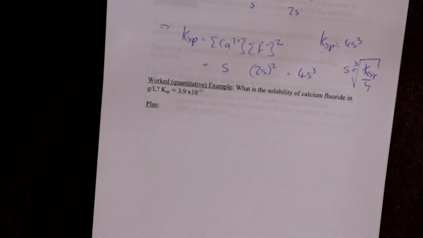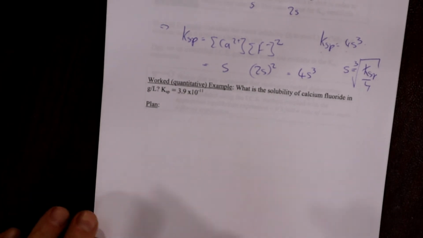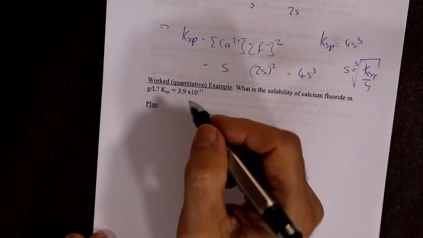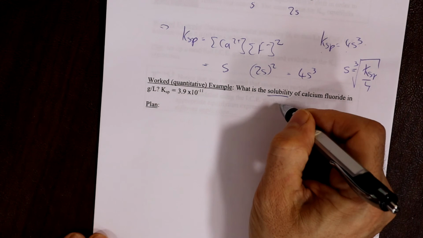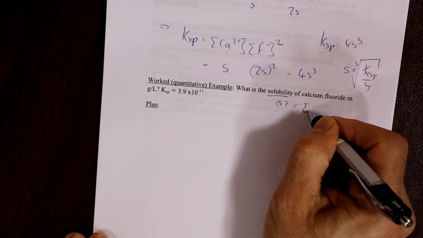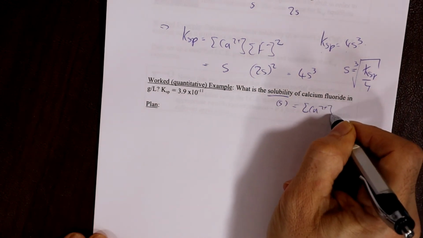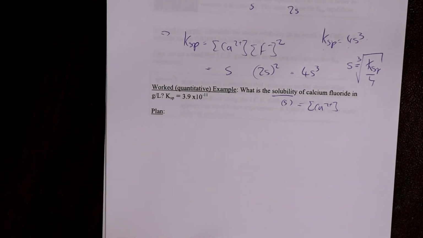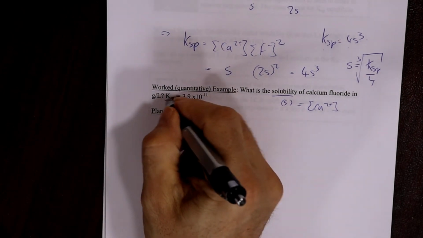What's the calcium fluoride solubility? S, in other words. So when we look at this one, what's the solubility? That's S, that's the concentration of calcium. So when it says that, we're really solving for the concentration of calcium. Find S, it's the concentration of calcium from KSP.